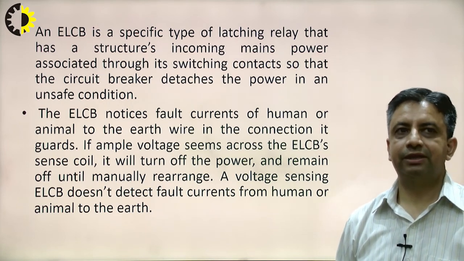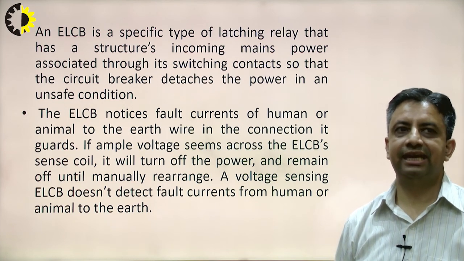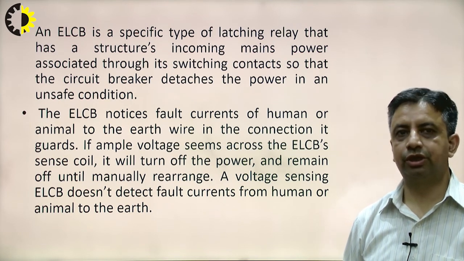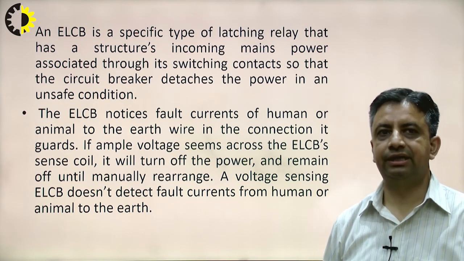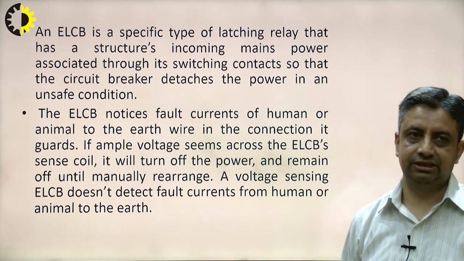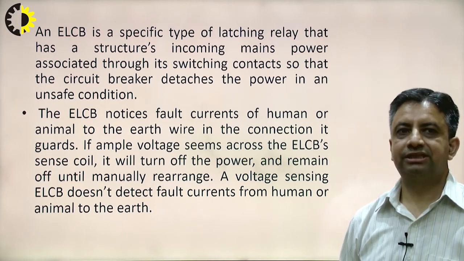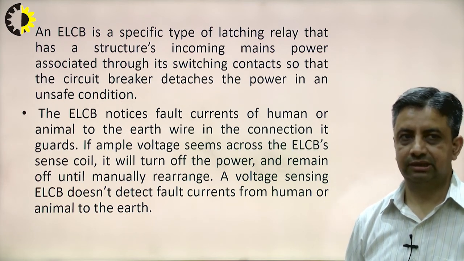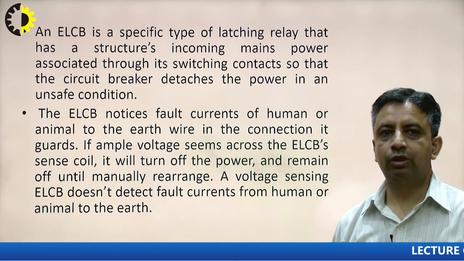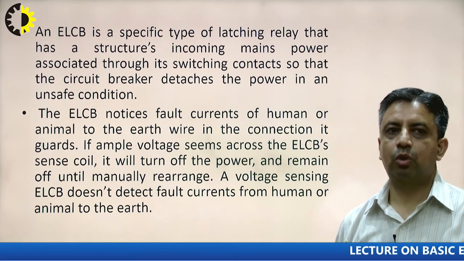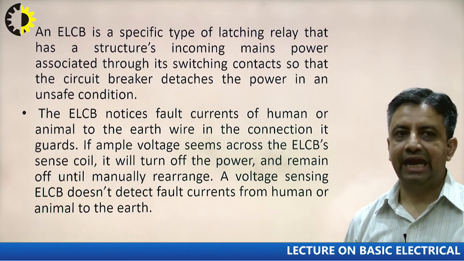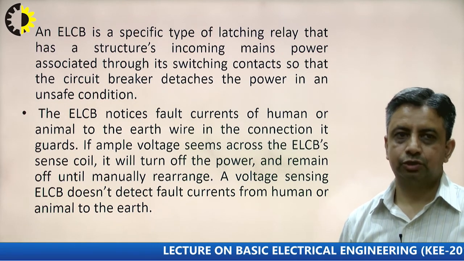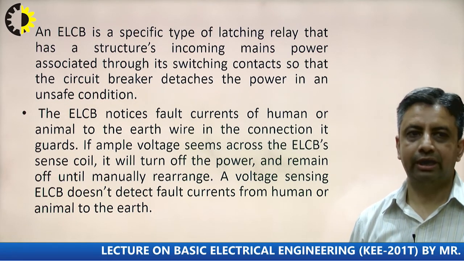In this ELCB, we have a latching relay with a structure of incoming main power associated through its switching contact, so that the circuit breaker detaches the power in an unsafe condition. The ELCB notices the fault current of a human or animal to the earth in the connection it guards. If this voltage seems to be higher, then this coil will sense that level and give a command to the circuit breaker, and the ELCB will trip. So it will save the life of human beings or animals.